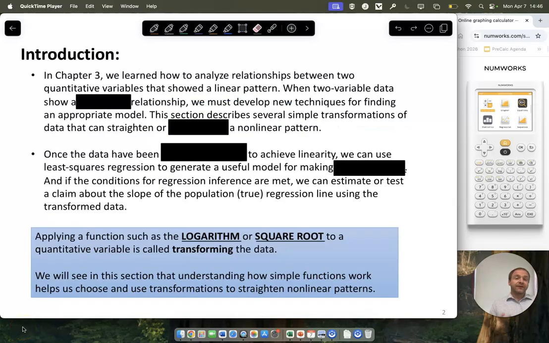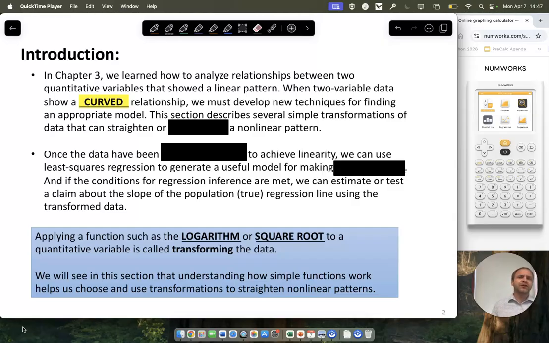So let's begin. First off, let's remember what we know. When we dealt with least squares regression lines before, that was back in chapter 3. We had two variable data, and when they showed a curved relationship, we could not write a least squares regression line for that. What we're going to do now is look at what we do with those curved relationships. How can we create a linear least squares regression line with something that's curved? That doesn't quite make sense.